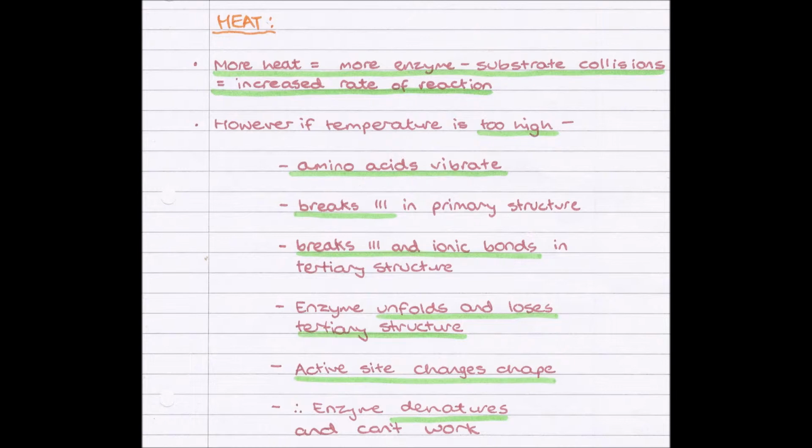So if I increase temperature a little bit, more enzyme substrate collisions, more enzyme substrate complexes, increased rate of reaction. But if I increase it too much, then the amino acids will vibrate as they get given more kinetic energy. Therefore the hydrogen and ionic bonds in the enzyme secondary and tertiary structure will break. The enzyme will unfold, loses its 3D shape, the active site will then change shape, substrate can't fit into it, therefore the enzyme is denatured, can't catalyse the reaction.